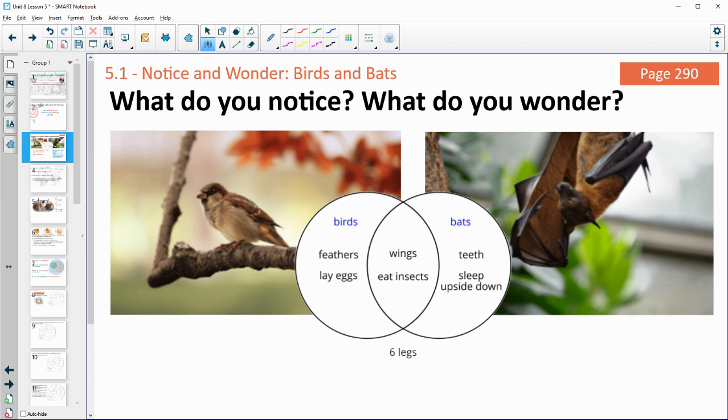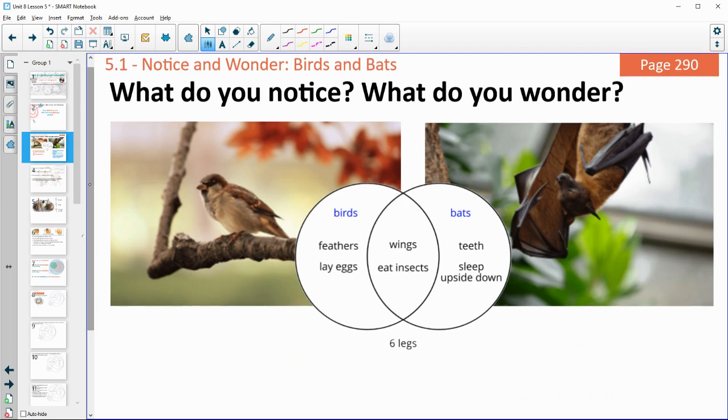On page 290 in your workbook, you'll see these two pictures and this Venn diagram. Come up with at least one thing that you notice and one thing that you wonder, and then come back to the video.